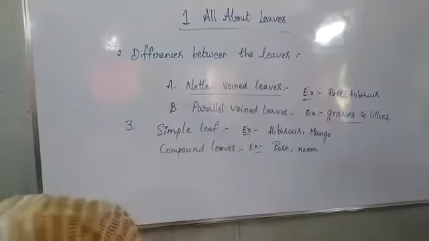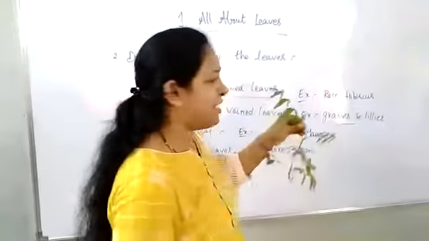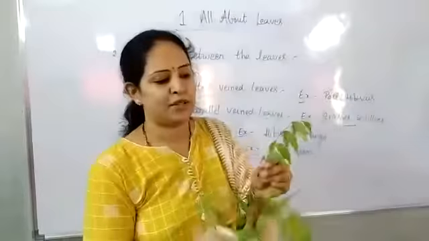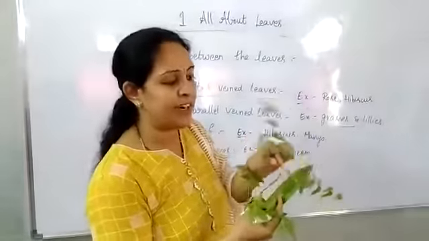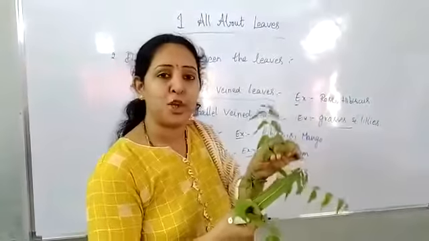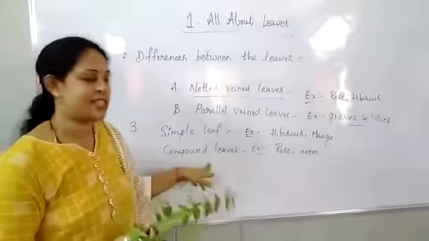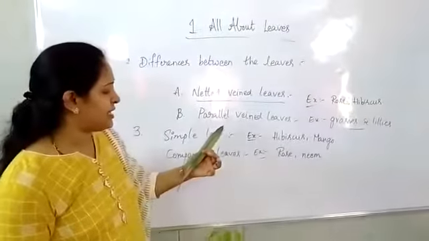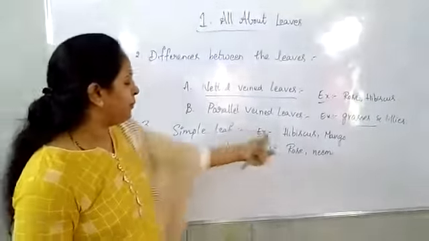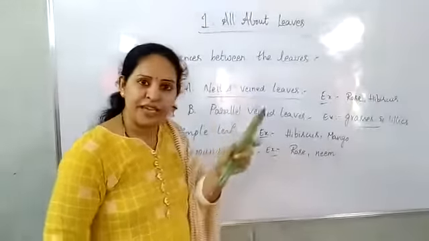Neem, and this is a neem leaf. You can observe, this is an entire leaf. Here the leaf blade is divided into many leaf blades. So is this a compound leaf or a simple leaf? It is a compound leaf, and not a simple leaf. A simple leaf has only one leaf blade.